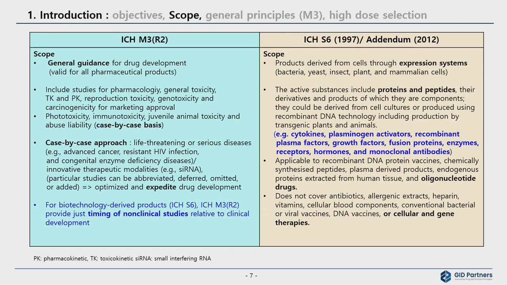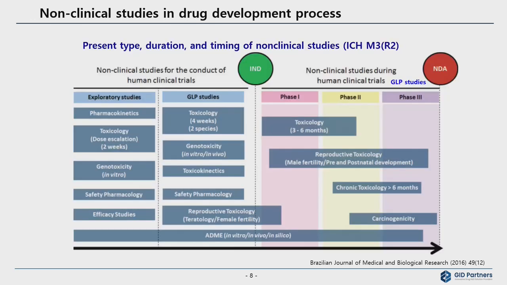And in M3, biologics, S6, is not mentioned in detail. However, it provides just the timing of non-clinical studies, and the details are described in S6. In S6, when it comes to scope, it covers bacteria, mammalian cells, the expression systems, and the cells, and through these expression systems, the cytokines, hormones, monoclonal antibodies, and more recently, nucleotides. So these new types of products are covered by S6. However, DNA vaccine, cell and gene therapy are not covered by S6.